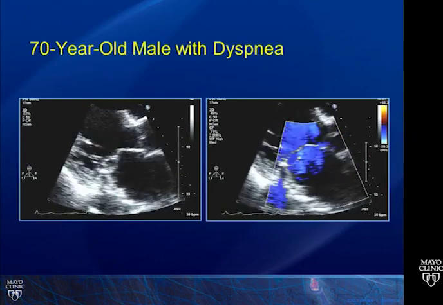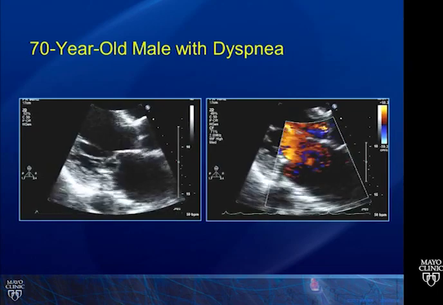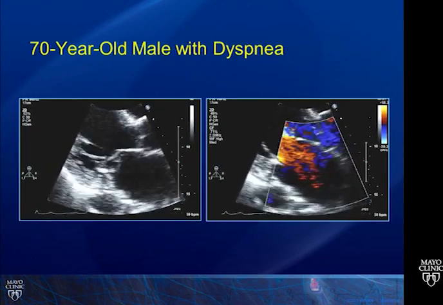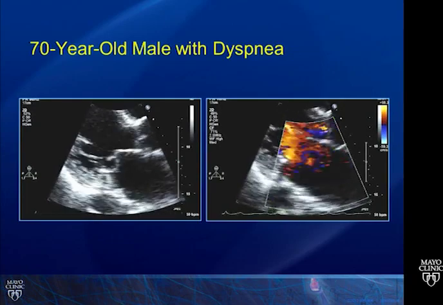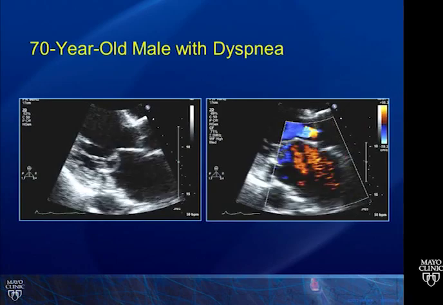All right, case 6. We have a 70-year-old man with dyspnea, and we're going to be asked to code why this patient has dyspnea. And I'll let you take a look at these pictures. There's a couple more for your viewing pleasure here.